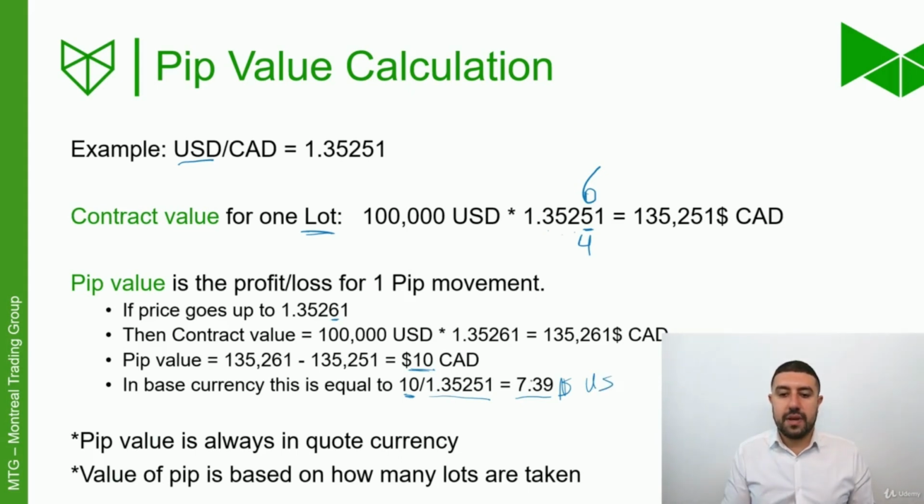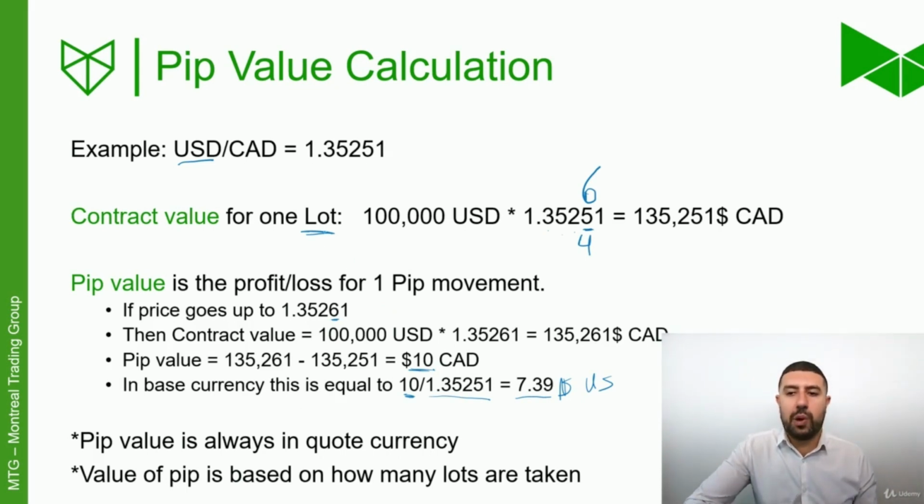Okay. Now, when we're talking about pip value, it is usually calculated in quote currency. So when we're talking about pip value, you're usually talking about quote currency. But if you want to look at it in the other currency, you can do that. The value of the pip is going to be based on how many lots, right? So in this case, I calculated that you bought 1 lot.